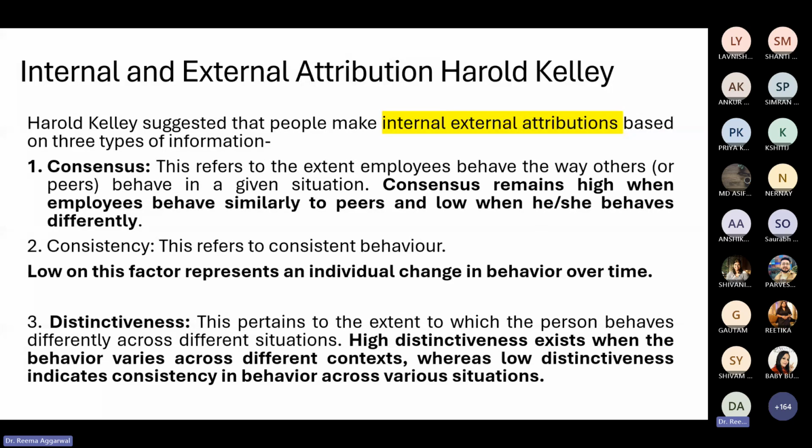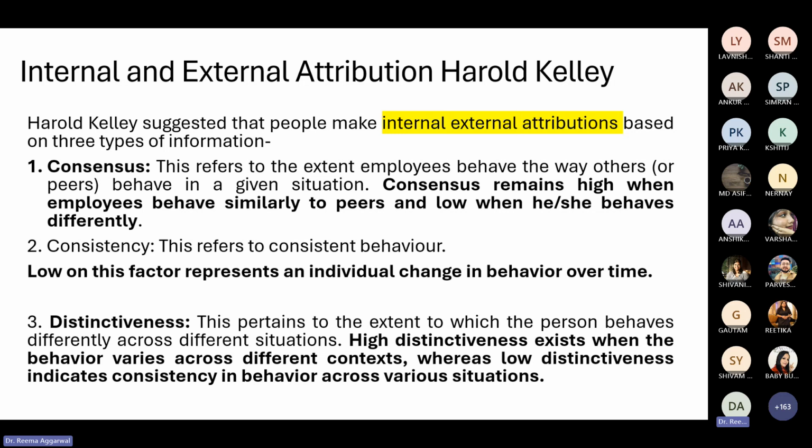Again, I am explaining what is internal attribution and what is external attribution. Internal attribution means when you are attributing the behavior to an internal factor, that is the capability of an individual. External attribution means when you are attributing the behavior to external reasons, which are not controlled by an individual. So there are three components defined in the attribution theory. First is consensus, second is consistency, and third is distinctiveness.